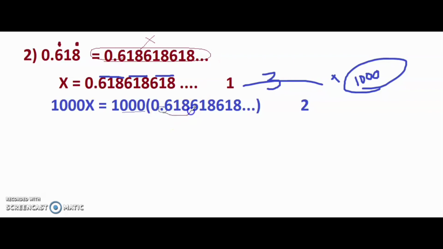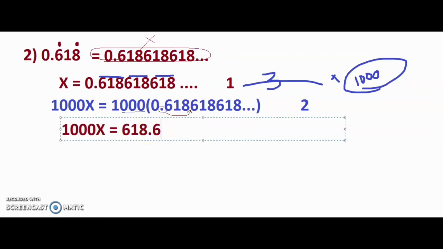What happens to the decimal point? It moves 3 places to the right. So that we get the result as 1000x is equal to, when it moves 3 places to the right, we get it as 618.618, etc. Okay, this is equation number 2, not the previous one.